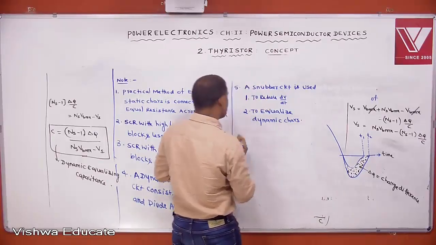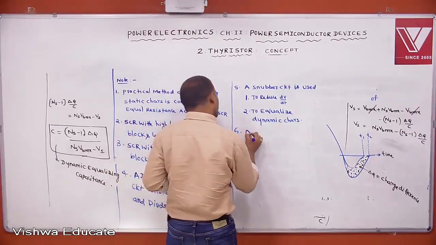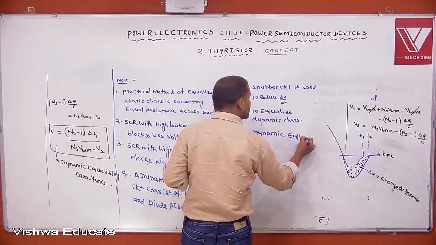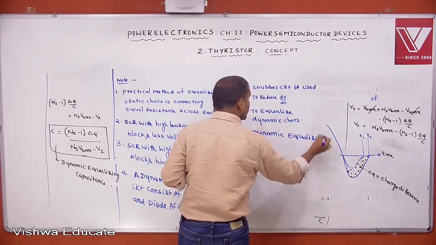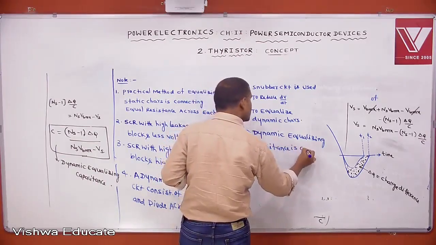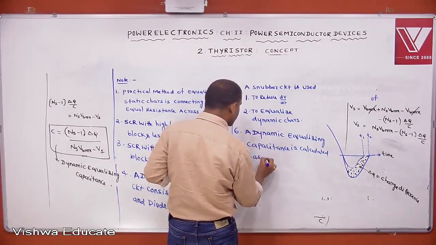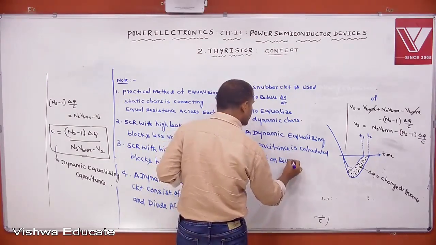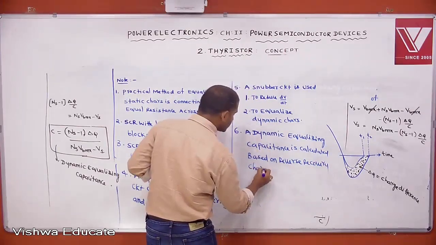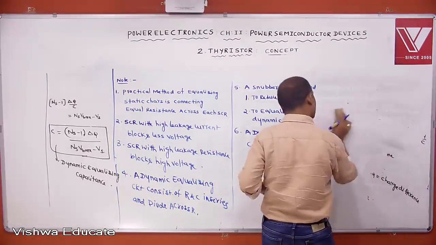Then the last one: a dynamic equalizing capacitance is calculated based on which characteristics? Capacitance is calculated based on the reverse recovery characteristics. Okay, remember these points as a final summary with respect to series connection.